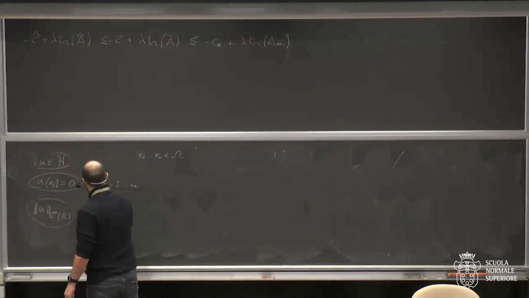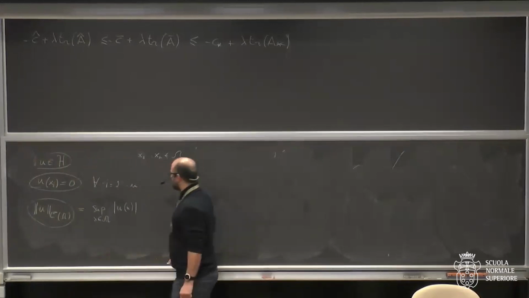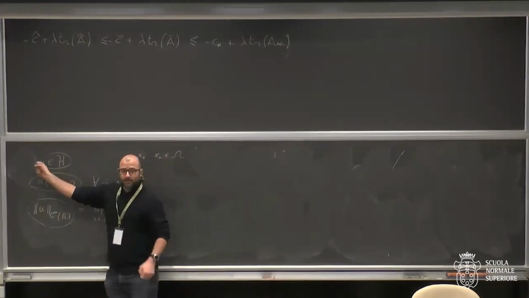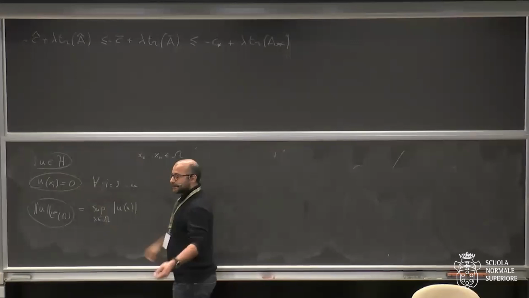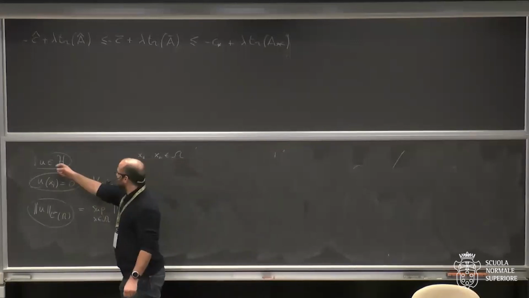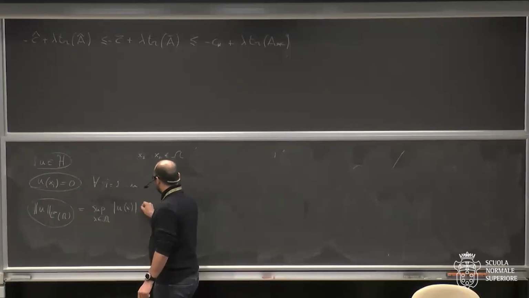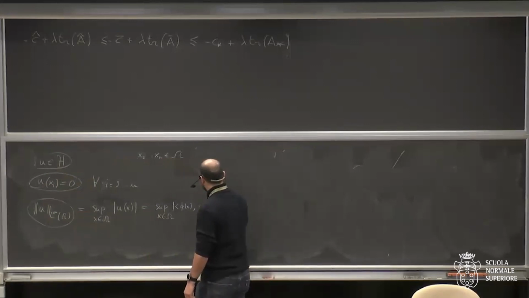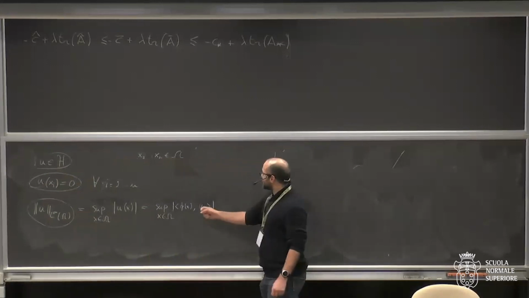How would you write it? This is the sup of x in omega of u(x). But now u is in H, so you can rewrite it in terms of the representer property. So it will be the sup of x in omega of the inner product. But now let's consider something.